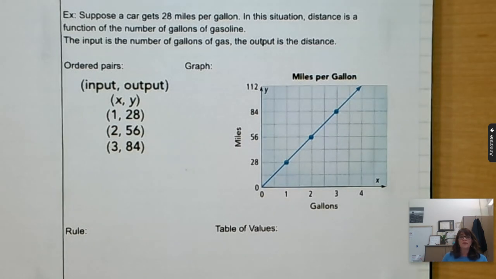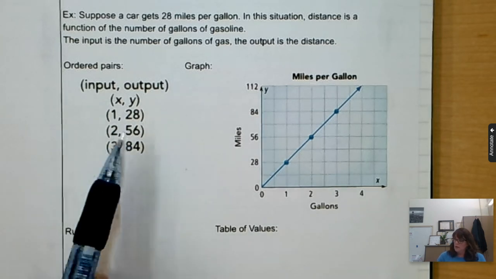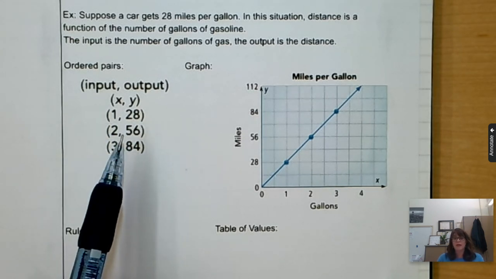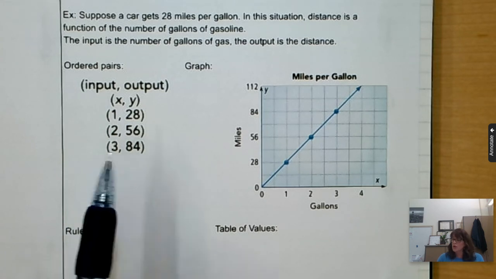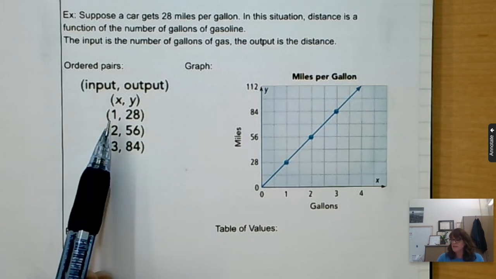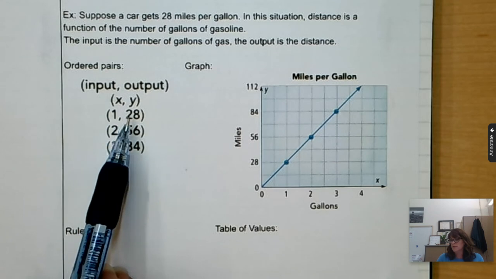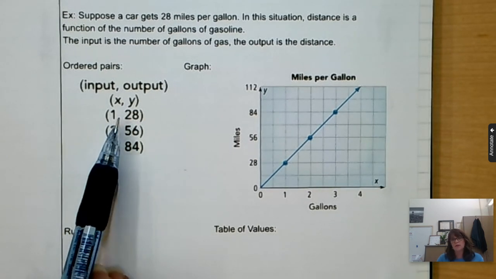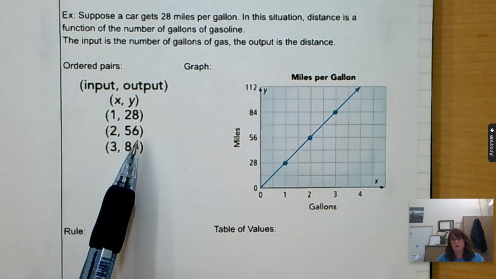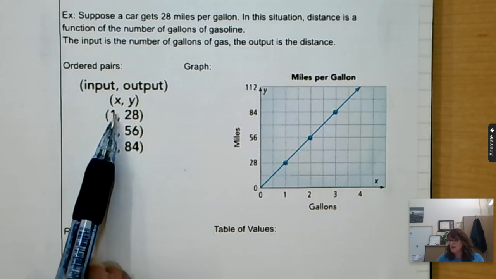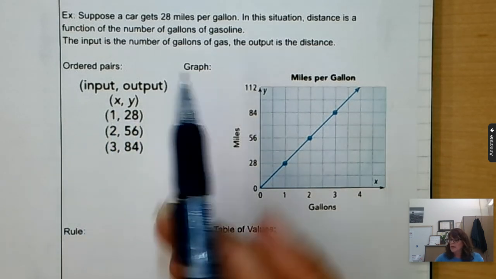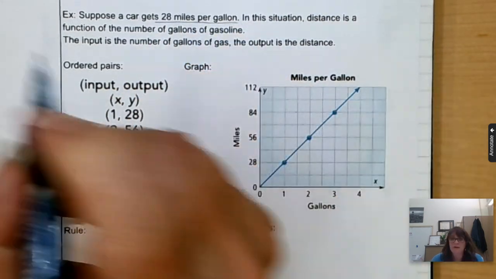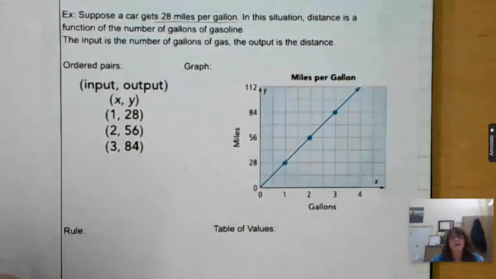Now let's talk about the rule. Rules can be addition, subtraction, multiplication, or division. You're looking for what math consistently gets from X to Y, turns this input into a consistent output. So the rule in this case is stated right here, 28 miles per gallon. That's a rate.